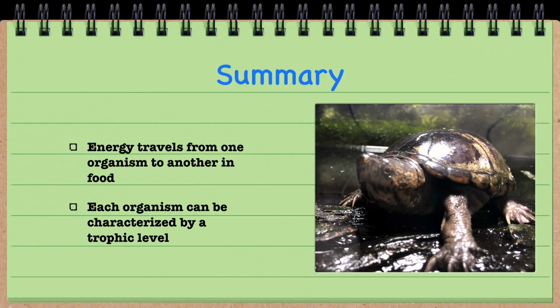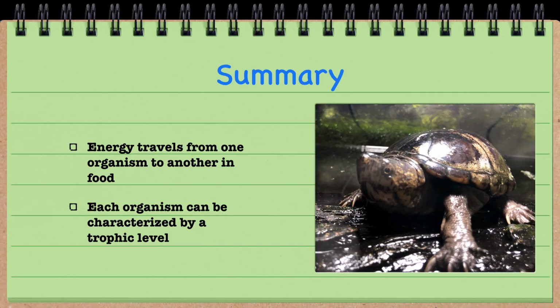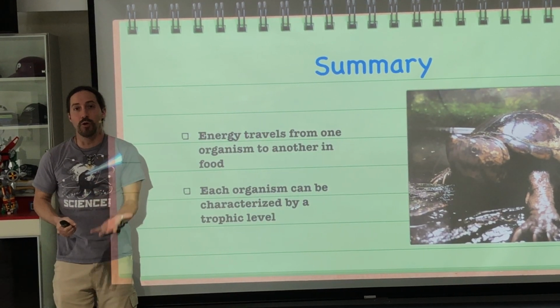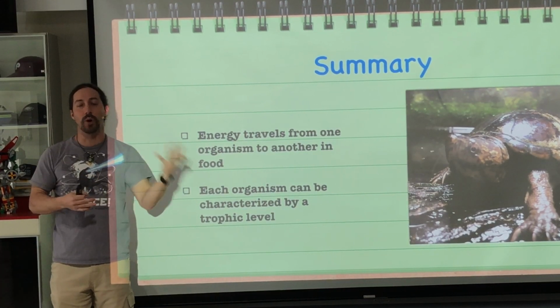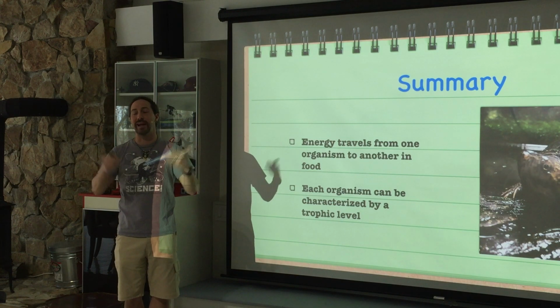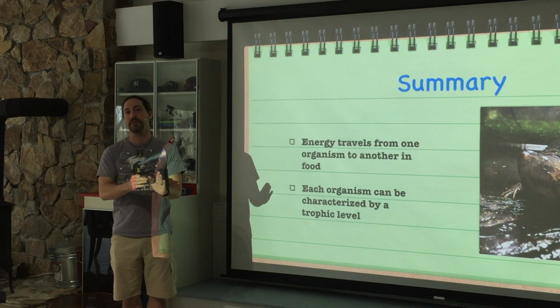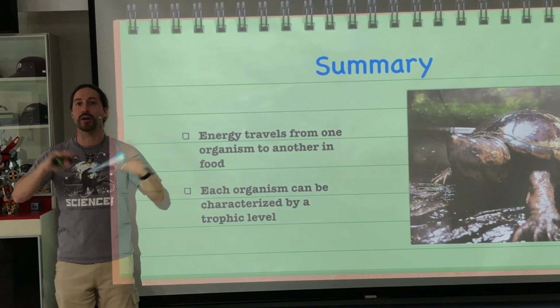So in summary, energy travels from one organism to another organism as food. That's how energy moves through the different trophic levels. It starts off in the primary producers and then moves into the consumers, each step as organisms eat other organisms. Each organism can be categorized by that trophic level, by where it obtains its energy, how many steps removed it is from the primary energy source. That is how we can categorize each organism upon this planet.